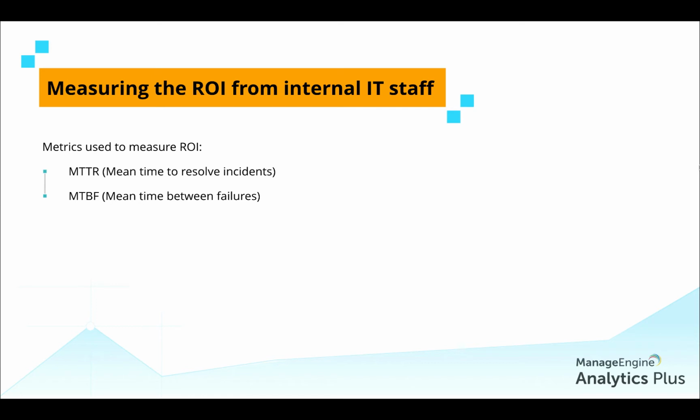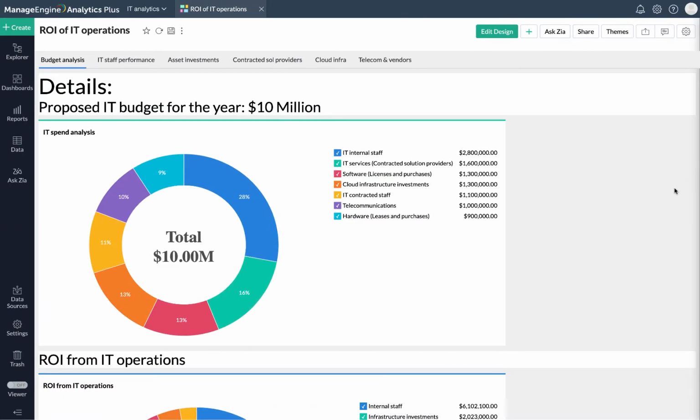Because internal staff take up a lion's share of the total IT budget, that is about 28%, let's start with staff performance first. The contribution of internal staff in terms of performance improvement is a bit tricky to measure because most of the technicians' time is spent in delivering intangible benefits. But there are a few metrics that can help. One such metric is MTTR, or the mean time to resolve incidents, which is how soon your agents can resolve incidents. Now, let's go back to our analytics application.